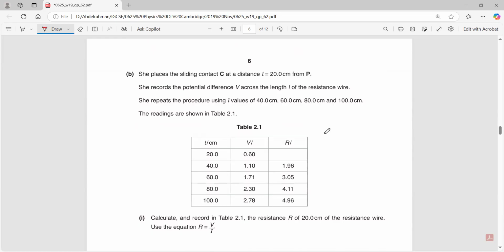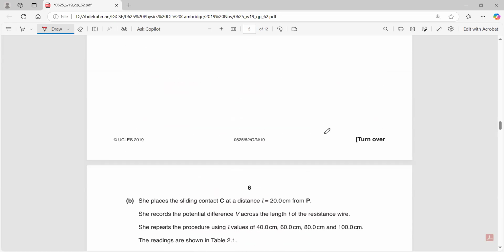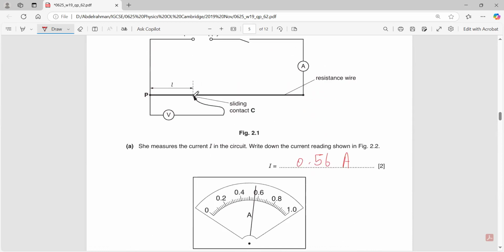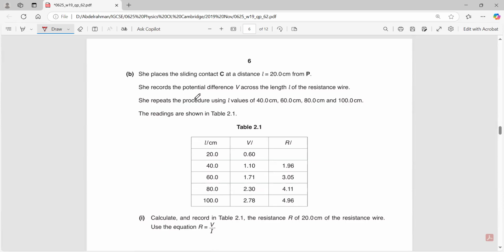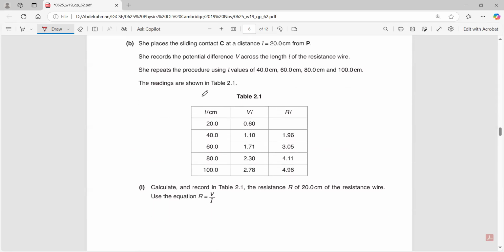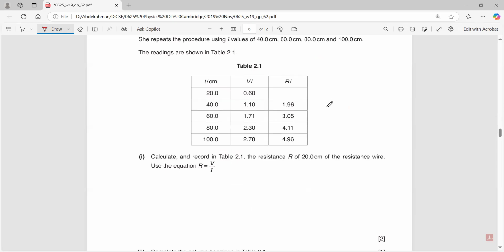She places the sliding contact C at a distance of 20 centimeters from point P. She records the potential difference. Calculate and record R. Can I find the resistance? R equals V over I. So I have the voltage. R equals voltage 0.6 and the current was 0.56.